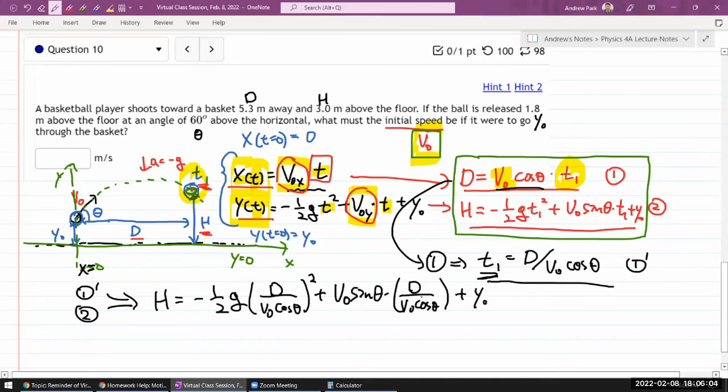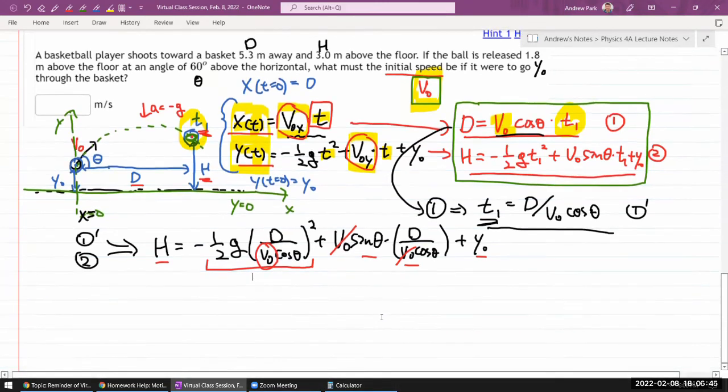Plus y naught. Before I move on, it's always useful to simplify as you go. So I see things that are going to cancel out. So let me cancel them out now so that I can see the kind of simplification I'll get. Here's one really nice thing: I have all these basically constant terms and only one term that depends on v naught, which means once I isolate this term, I can easily just solve for v naught. And I can avoid having to use the quadratic formula. I can just solve for v naught. So let me do that.